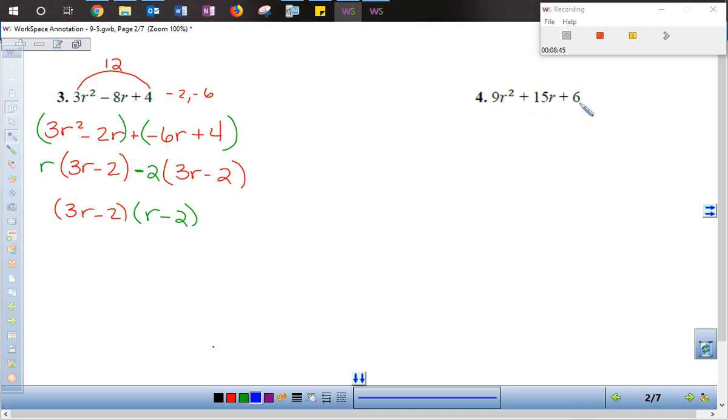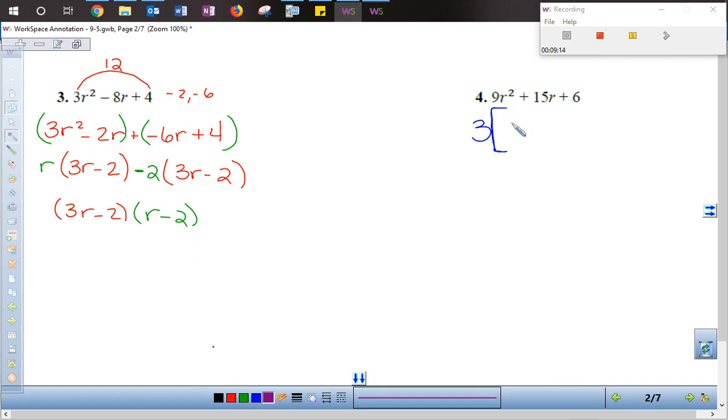Whoa, 9, 15, and 6 all have a 3 in common, so I'm going to take out a GCF of 3. Now remember, when you take out a GCF, we always want to finish it with brackets, because if we do have to frowny face factor on the inside, we have to use a lot more parentheses, and it's just easier to see. So if we keep it with brackets, let's see what I'm left with on the inside.